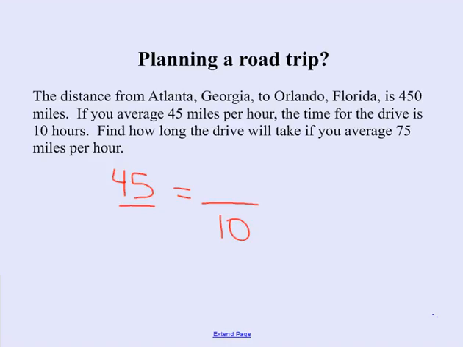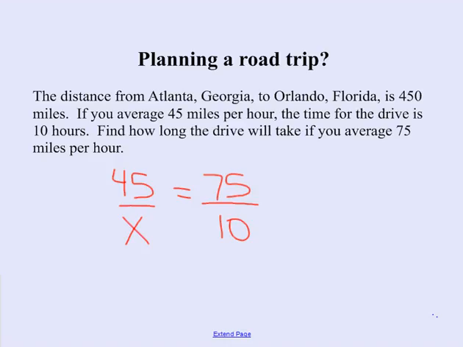So now it says find how long the drive will take if you average 75 miles per hour. Well, since we put our 45 on top, that's our speed, we're going to put speed 75 miles per hour on top again over here. So if we're going 75 miles per hour, how long is it going to take? Again, we put corresponding values in opposite ratios when it's an inverse variation problem. So here's the setup of our proportion.